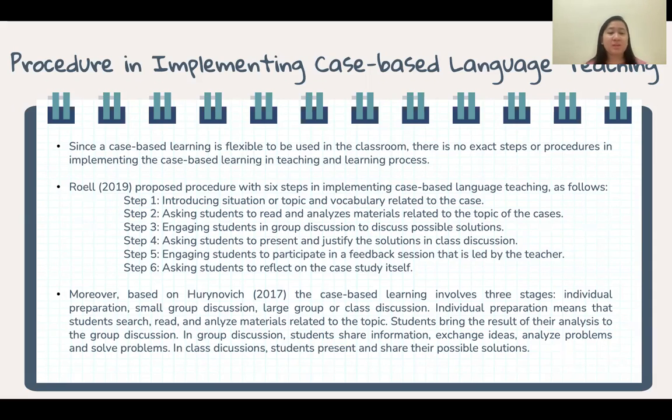And then next are steps from Hurinovics 2017. There are 3 stages. The first is individual preparation. The second is small group discussion. The third is large group or class discussion.